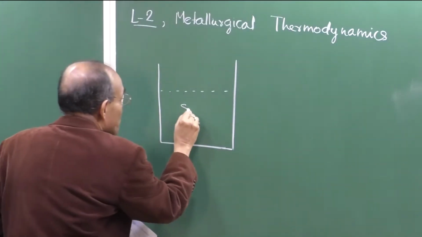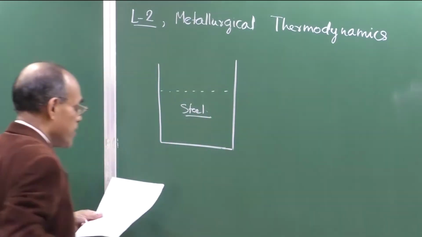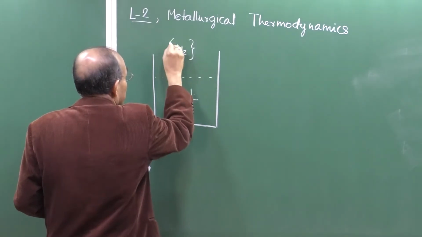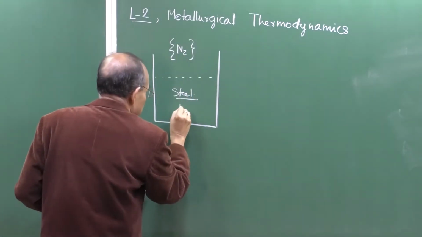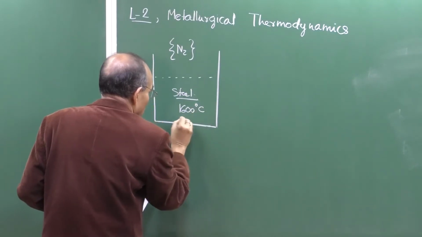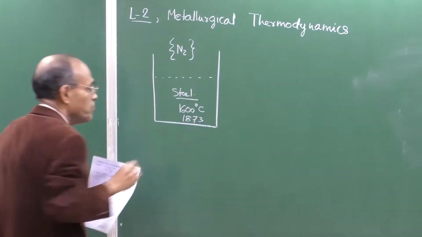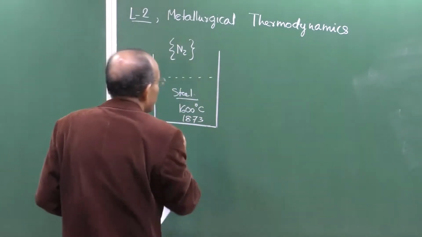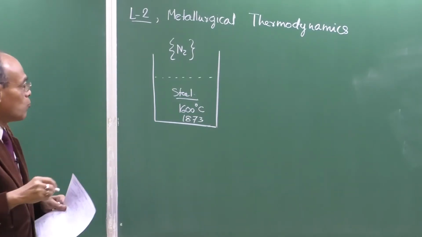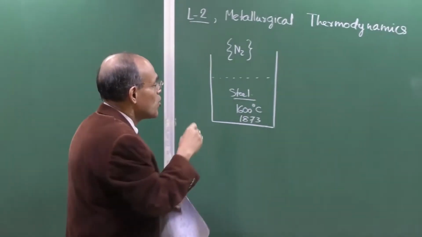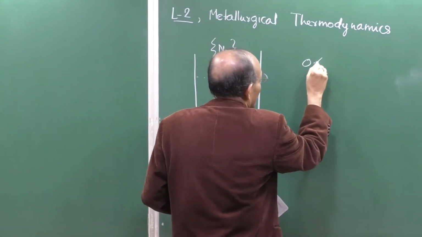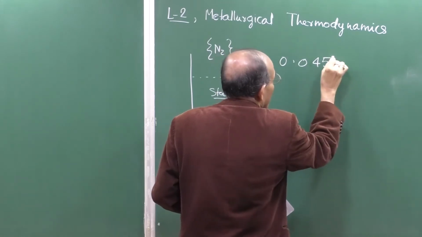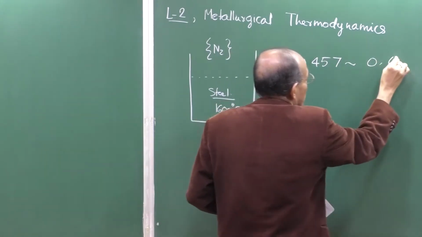So, let us say we have a steel melt here, and this steel melt is subjected to a nitrogen atmosphere, and let us say that the system is at 1600 degrees centigrade or 1873 Kelvin. Yesterday I was showing you that if it is a pure nitrogen atmosphere, the reported value of equilibrium melt composition at 1600 degrees centigrade is somewhere around 457 to 476.